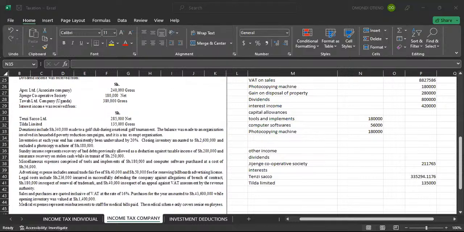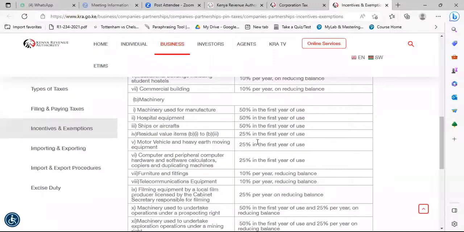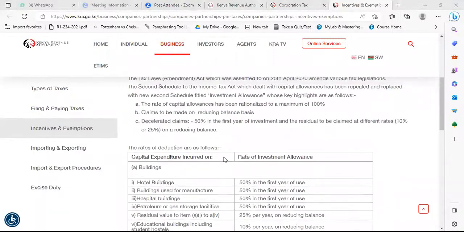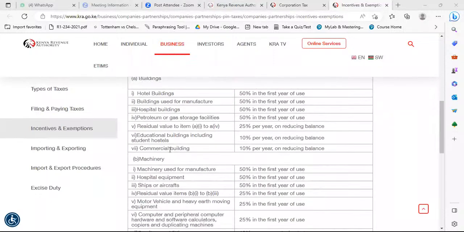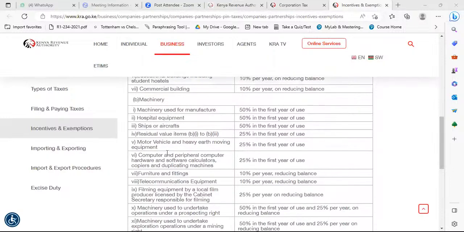So I believe you are able to check using the link which we shared yesterday. But I can still show you that scale here. So that's what we have. Let's look at this scale. We have rates of deductions as follows: capital expenditure incurred and the rate of investment allowance. So we have buildings there. We are looking for computer software.